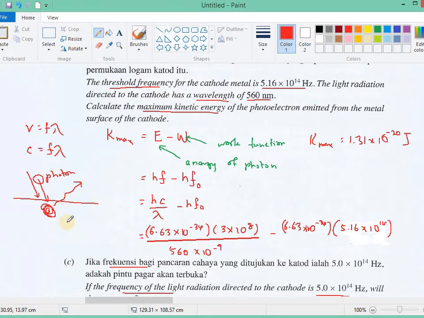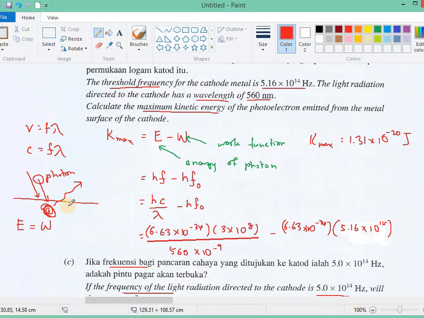So basically it is like this. We can write like this. So this is the energy of the photon equal to the work function. This W, work function, is the minimum energy needed for the electron to escape. So different types of metal have different work functions. Some metals have very high work function, some have very low work function. So some metals only need a little bit of energy for the electron to escape. Some metals need to absorb a lot of energy, then only the electron can escape.